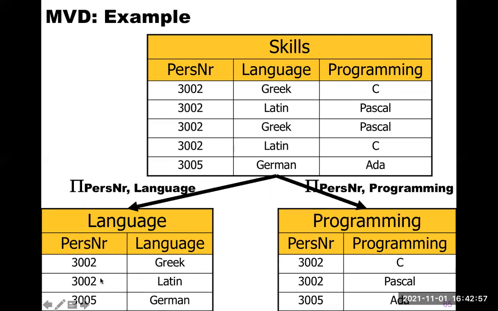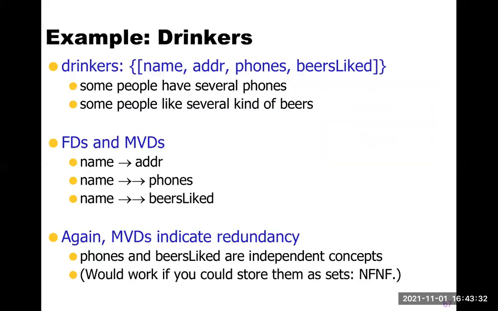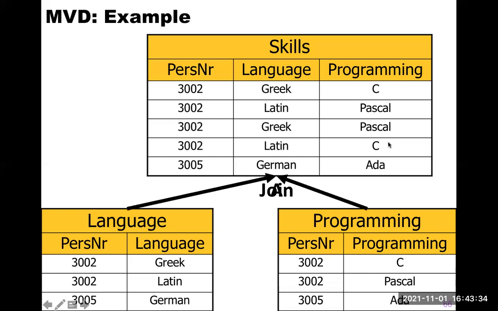It's better to store it, let's say, this way. I have a table of languages, person number, and language. And the key here is 2 columns. Both columns are parts of a key. So we just project and have this person knows this language, this person knows that language, and so on. The same for programming languages. This person knows C, this person knows Pascal, the same person. And the key here consists of 2 columns too. And if we join it back, we'll get exactly what we have.